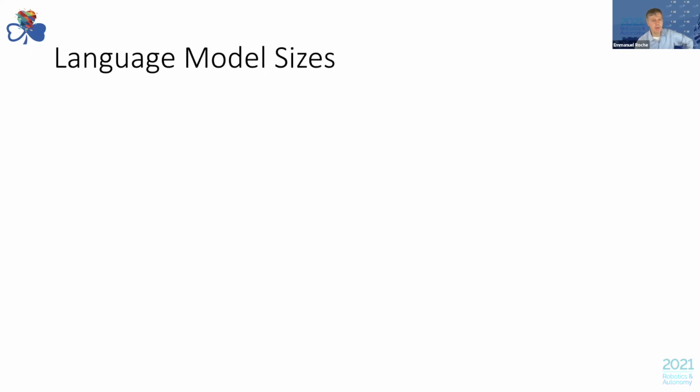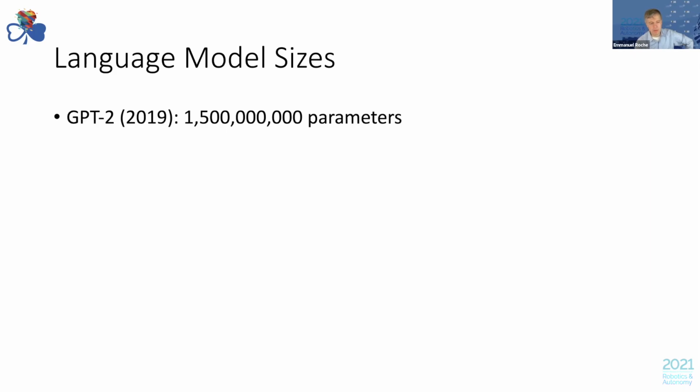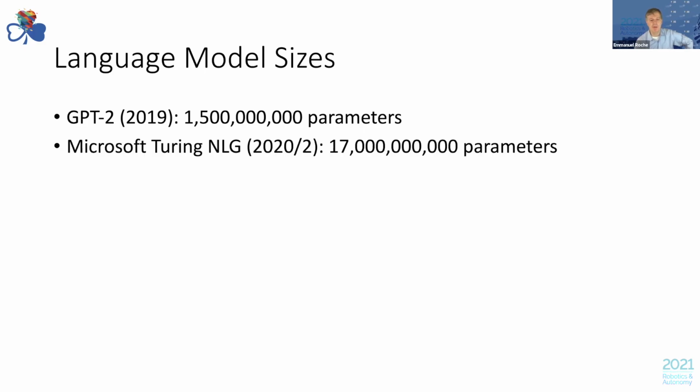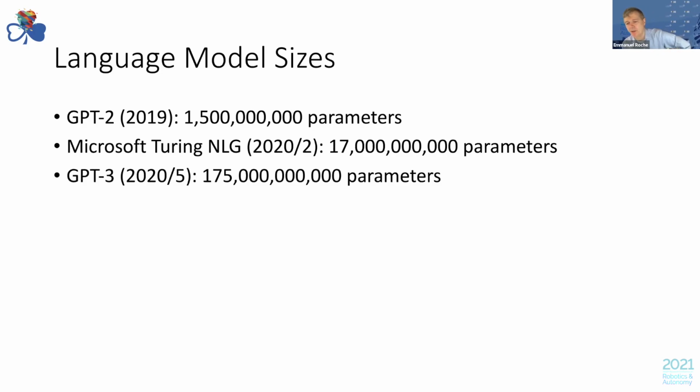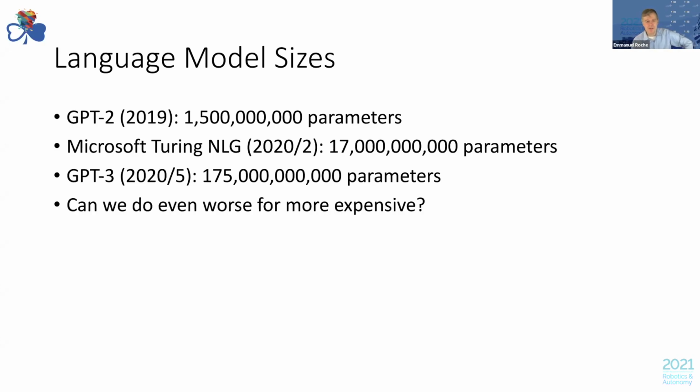One way to think about it: we're pretty much familiar with large deep learning models. GPT-2, more than a year ago, had 1.5 billion parameters, and then you have another one from Microsoft with 17 billion, and then GPT-3 with 175 billion parameters. So the question is, can we do even worse, more expensive? Some of these things are impressive, but in a way, the more parameters you add, the less you understand about what you are really doing.